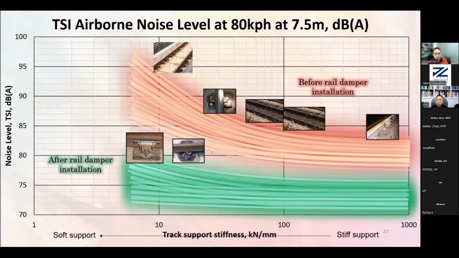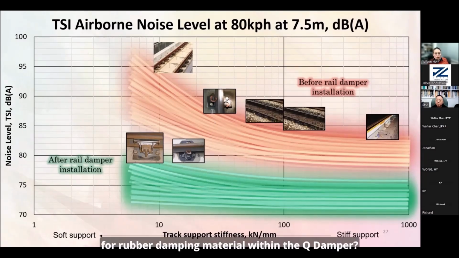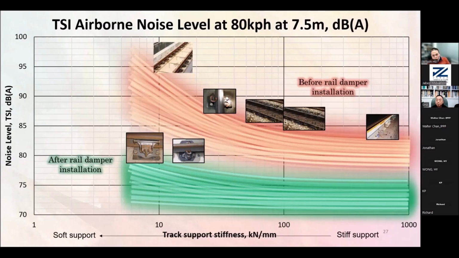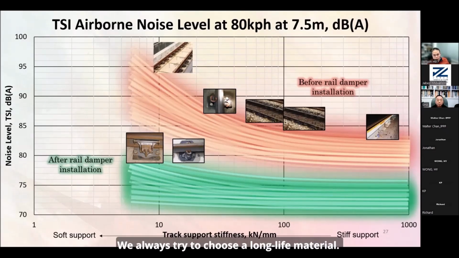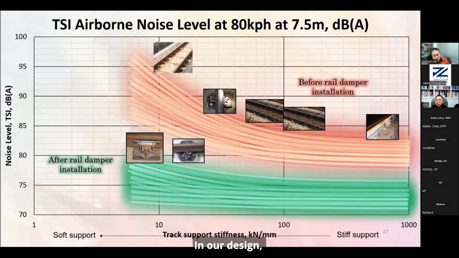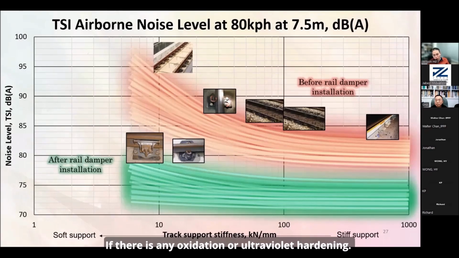Another question: what is the lifespan or durability like for the rubber damping material within the Q damper? We always try to choose a long-life material. According to the material specification, it should have a 20-year lifetime or more. In our design, because the rubber is sandwiched by the stainless steel, the only surface exposed to air is the edge, a 1 millimeter thick edge at the circular edge. So if there is any oxidation or ultraviolet hardening, it is only at the surface. So we believe it can last for 20 years or more.